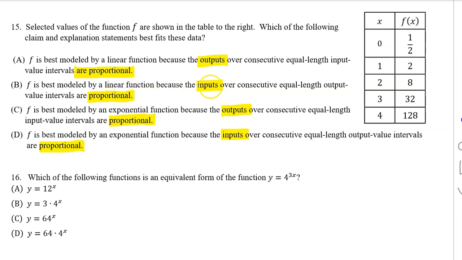So those will not be the answers. Inputs proportional, nope. Inputs proportional, no. So it's either going to be A or C. Let's take a closer look at A.